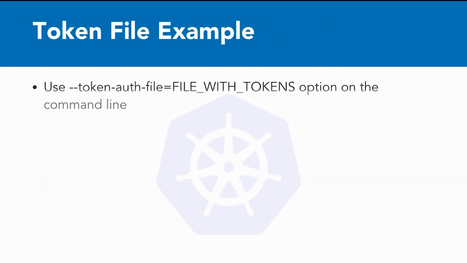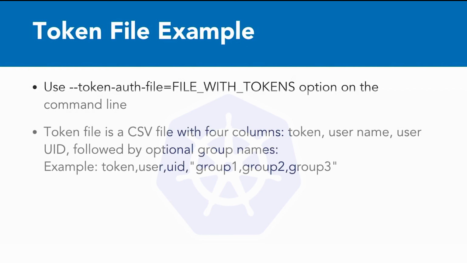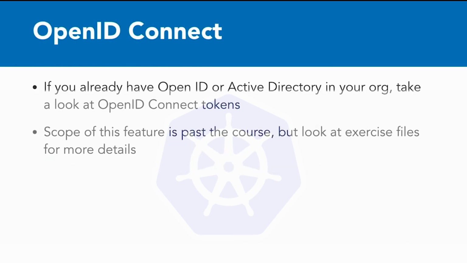The API server reads the bearer tokens from a file when given the --token-auth-file option on the command line. The token auth file is a CSV file with 4 columns: token, username, user UID, followed by optional group names as shown in the example. The caveat to this method is that these tokens last indefinitely and you're required to restart the API server for any changes in tokens to take place.